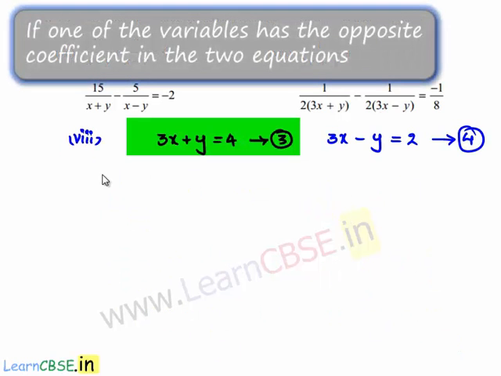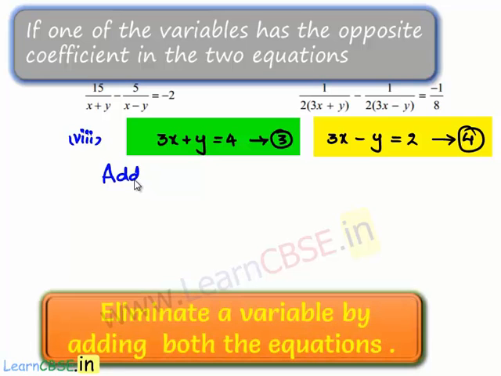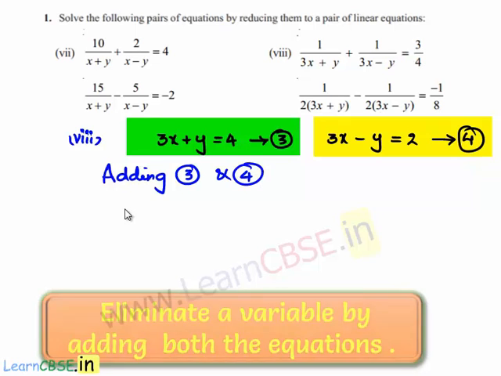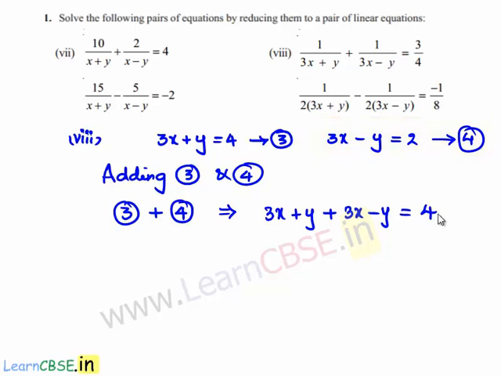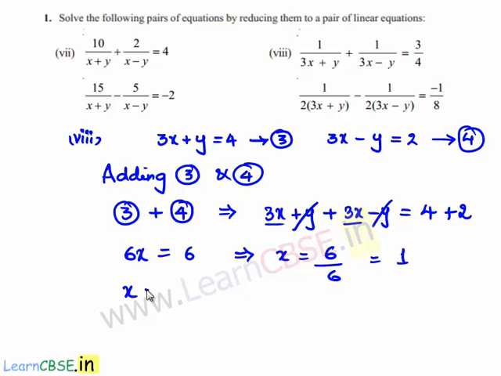Now adding equations 3 and 4, that is third equation plus fourth equation, we get 3x plus y plus 3x minus y is equal to 4 plus 2. 3x plus 3x gives 6x and plus y and minus y will be cancelled, and on the right hand side we will be getting 4 plus 2, which is 6. This implies x is equal to 6 divided by 6, which is nothing but 1. So we got the value of x as 1.